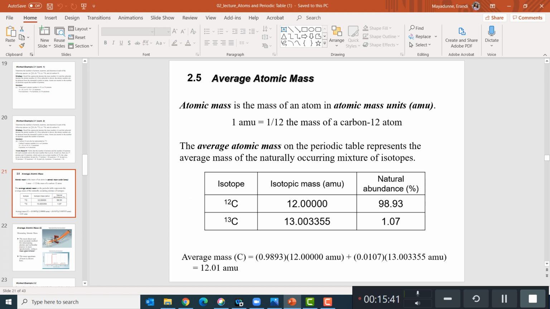How do you find the average mass? That is important. You need to know how to find the average mass. What did I do here? The natural abundance is given as a percentage.